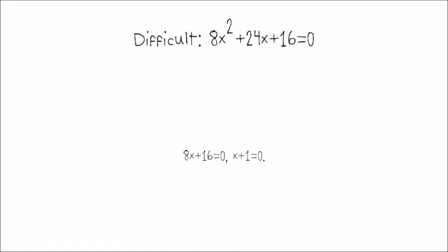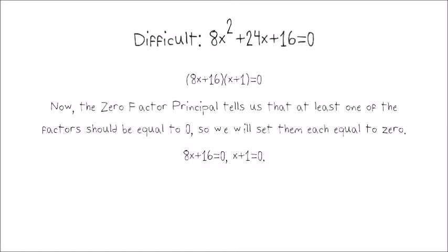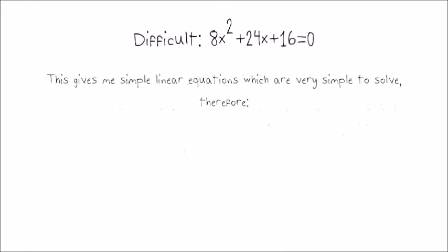That is the solution. Now, the zero factor principle tells us that at least one of the factors should be equal to 0. So we will set them each equal to 0. 8x plus 16 equals 0, or x plus 1 equals 0. This gives me simple linear equations which are very simple to solve. Therefore, 8x plus 16 equals 0, or x plus 1 equals 0.